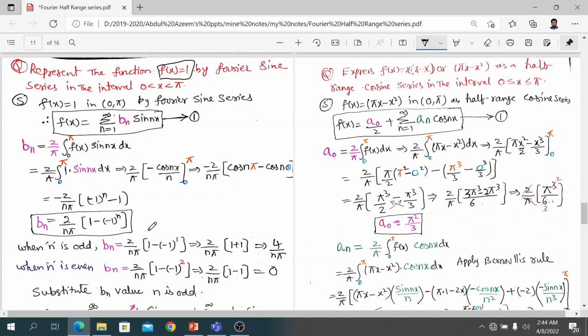This is bn value. See here, when n is odd, suppose n is equal to 1, minus 1 becomes minus 1, so minus 1 is plus 1, plus 1 2, 2 2s are 4 by n pi when n is odd. If n is even, minus 1 power of 2, that is positive 1, 1 minus 1 is 0, something into 0 is 0. So substitute bn value when n is odd.